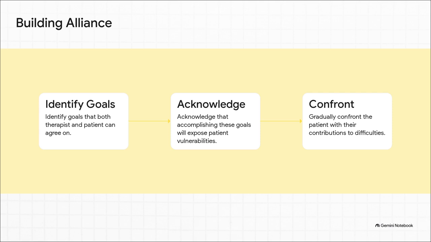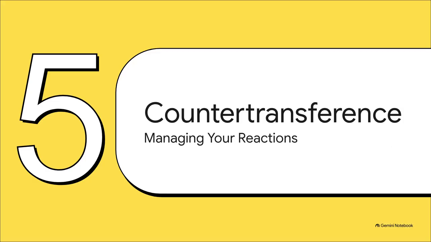First, you have to identify goals that you both actually agree on. Second, you must openly acknowledge that reaching these goals will expose their vulnerabilities. Only after this alliance is totally secure can you move to step 3, safely confronting them with their own contributions to their interpersonal difficulties. Which brings us to Section 5, Surviving the Countertransference Crucible.